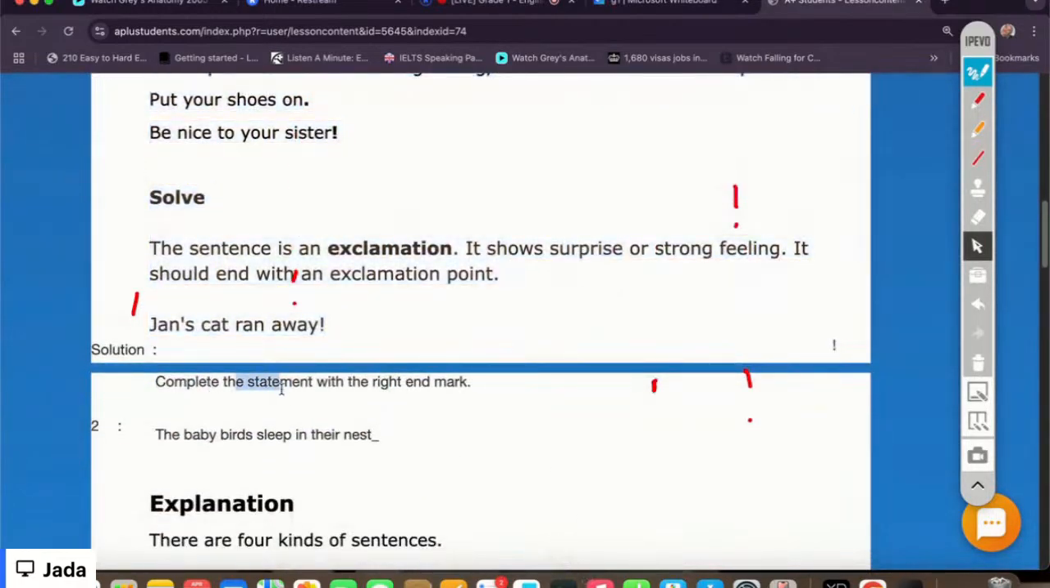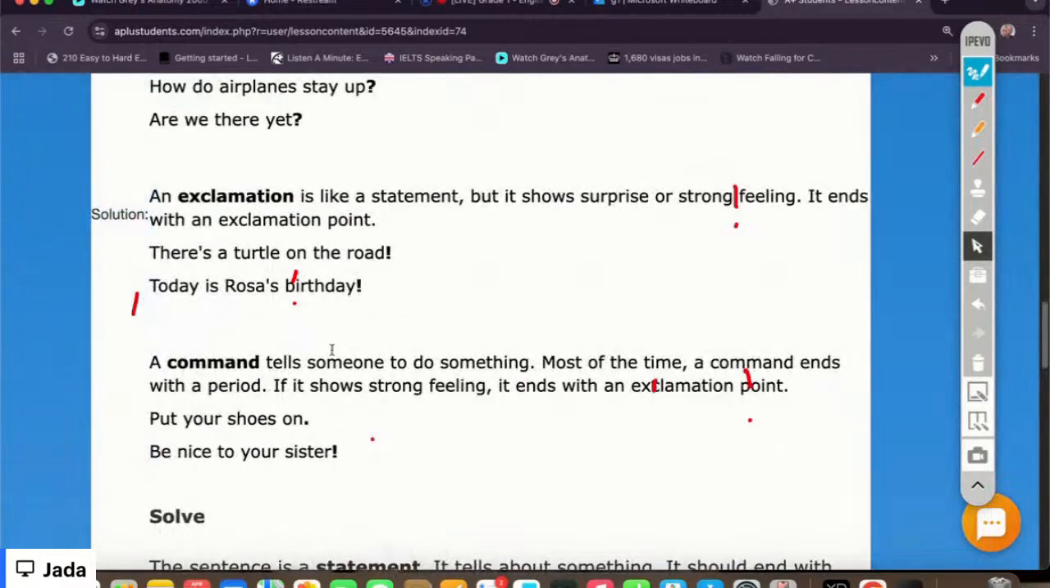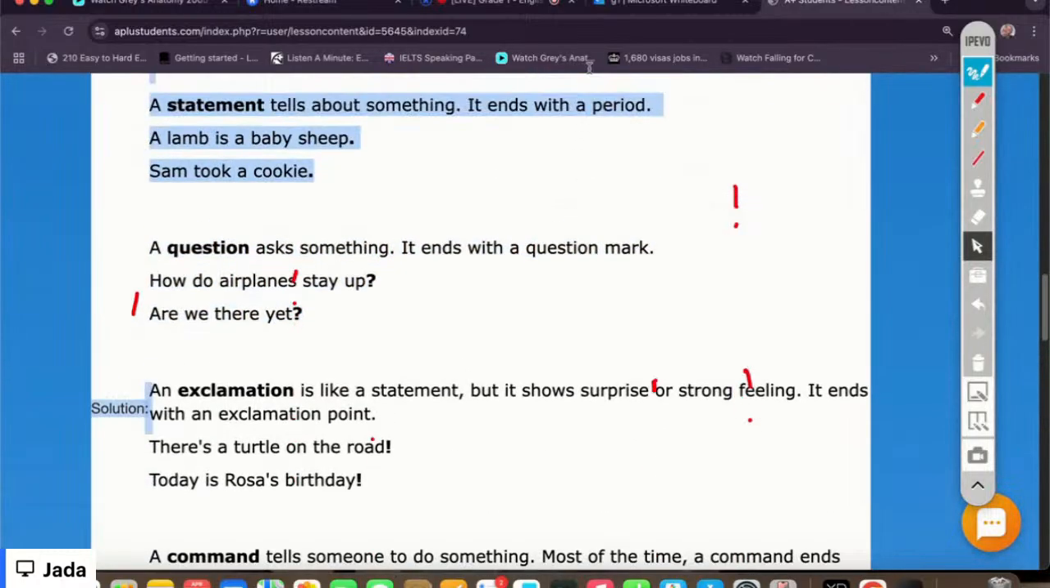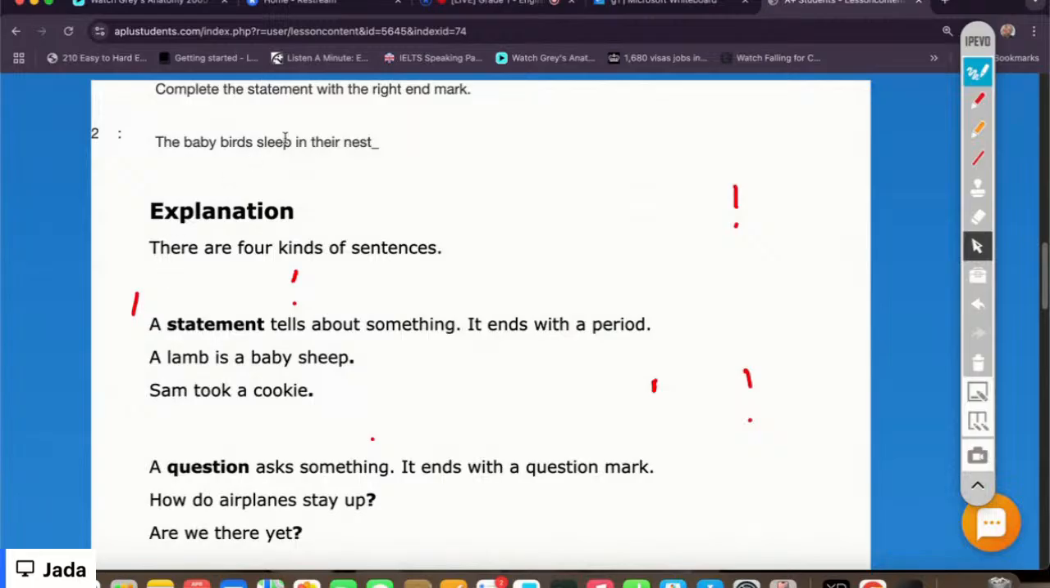All right. Complete the statement with the right end mark. Now, this is a statement. What does a statement end with? Period. Okay? So once we have a statement, we just put our dot sign and that's all. And then the next we have what? Also complete the statements with the right end mark. If it's a statement, then we have a period. So we just put our dot sign for statements. And that's it. Okay?